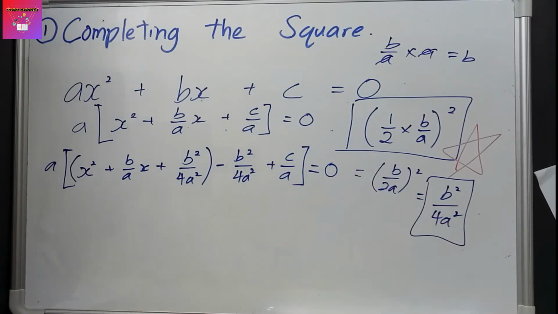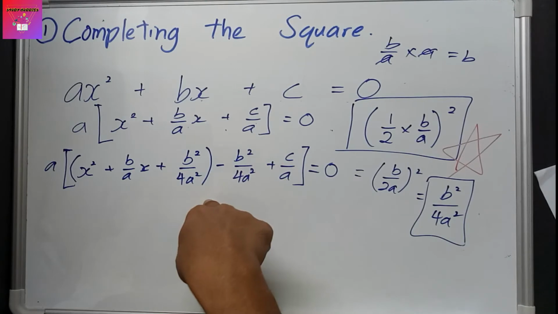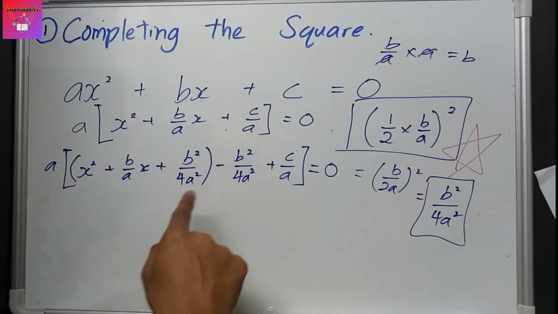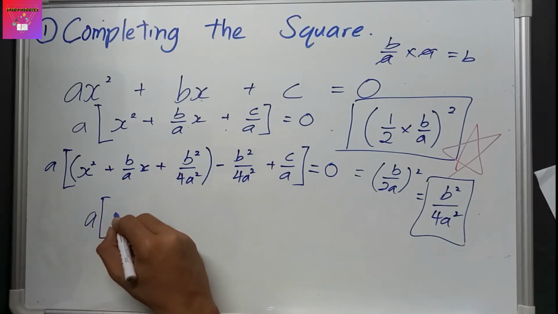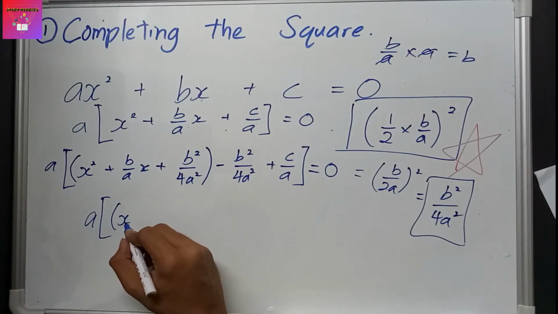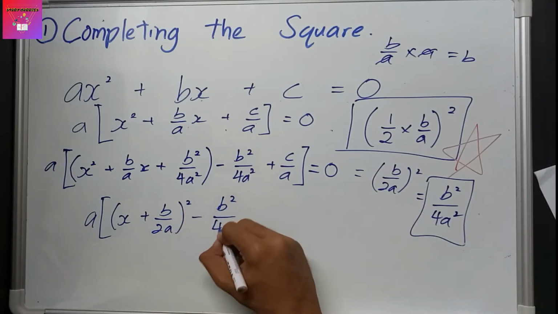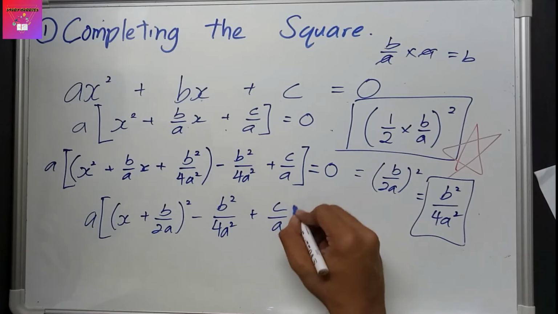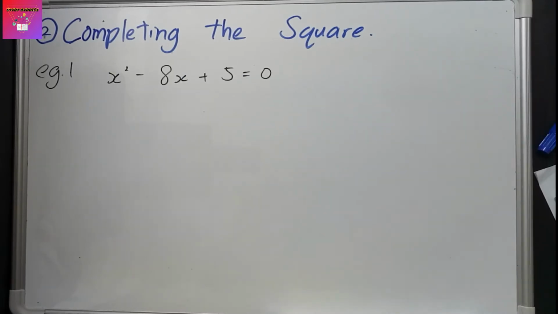This is how completing the square for a quadratic equation works. After you find out this value, you bring it here, and then you simplify or factorize this thing. After you factorize, you're going to get a bracket x plus b over 2a, squared, minus b squared over 4a squared plus c over a equals 0. And then the question continues. I'll be explaining another example, and I think by looking at that you can understand this much clearer. So look at this question now. x squared minus 8x plus 5.